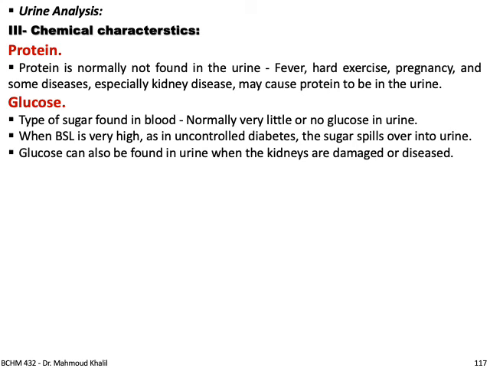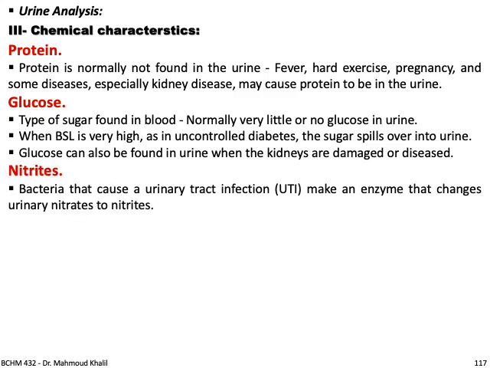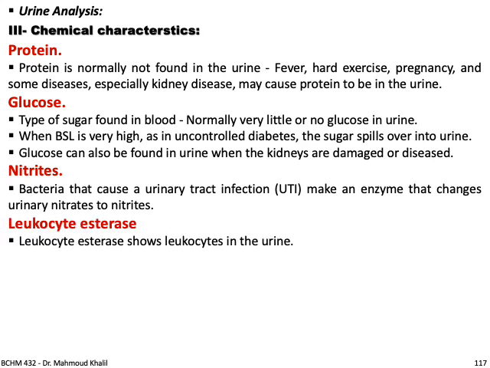Glucose is a type of sugar found in blood. Normally there is very little or no glucose in urine. When blood sugar level is very high, as in an uncontrolled diabetic patient, the sugar spills into the urine. Glucose can also be found in urine when the kidneys are damaged or diseased. Nitrites. Bacteria that cause UTI make an enzyme that changes urinary nitrate into nitrites. So you can test for that.